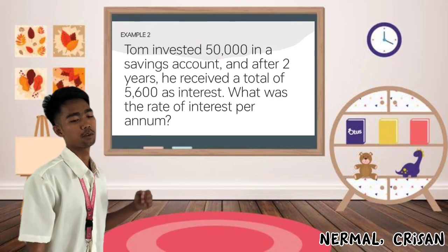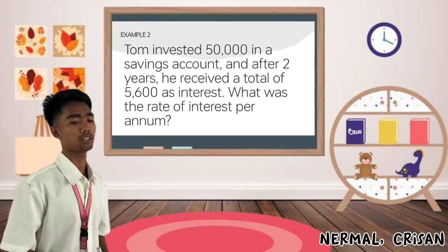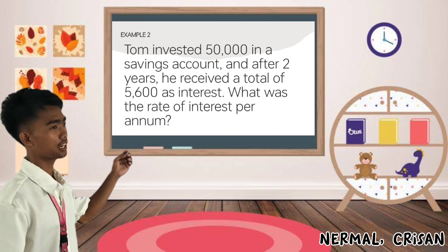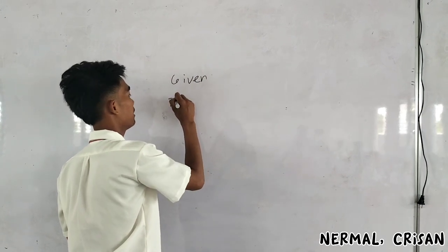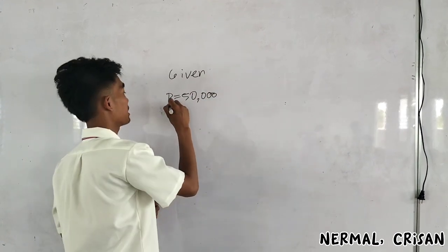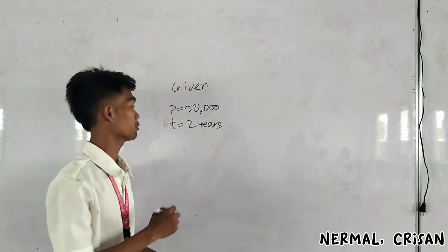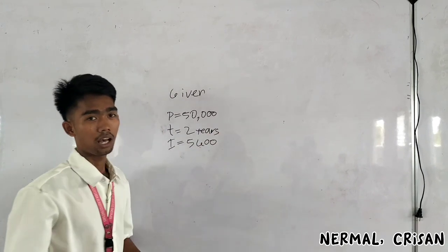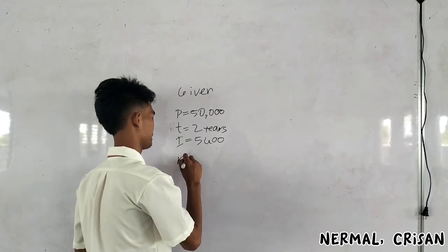Next is example number 2. Tom invested 50,000 in a savings account and after 2 years, he received a total of 5,600 as interest. What was the rate of interest per annum? What is being asked, guys, is the rate. So, we have the given: principal is 50,000, the time is 2 years, and the interest is 5,600. So, the formula we will use is R equals interest over PT.